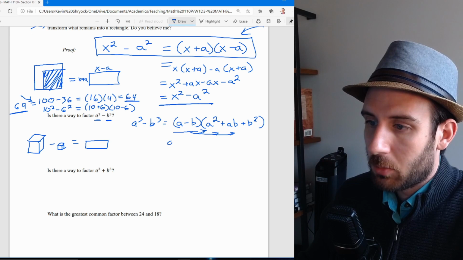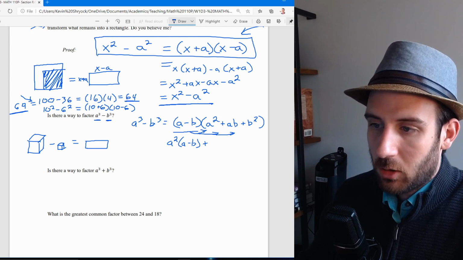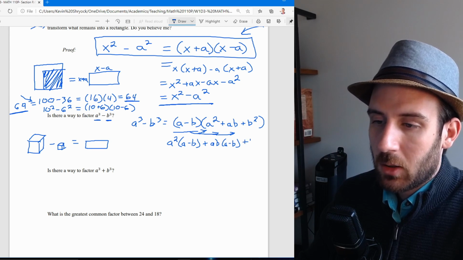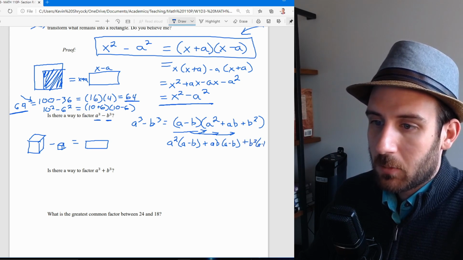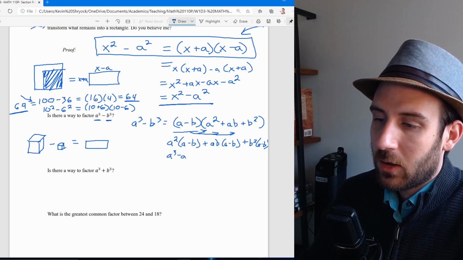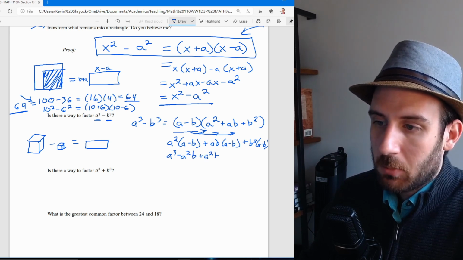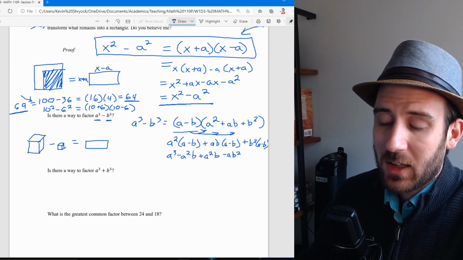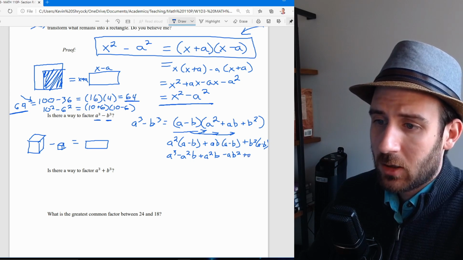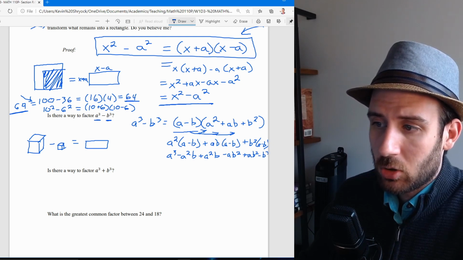So a minus b times a squared would be a squared times a minus b. And then ab times all of that would be ab times a minus b. And then b squared times all of that would be b squared times a minus b. And so a squared times a minus b gets me a cubed minus a squared b. And then ab times a gets me a squared b. And then ab times negative b gets me negative ab squared. And then the last two terms would be b squared times a gets me ab squared. And then b squared times negative b gets me negative b cubed, I think.